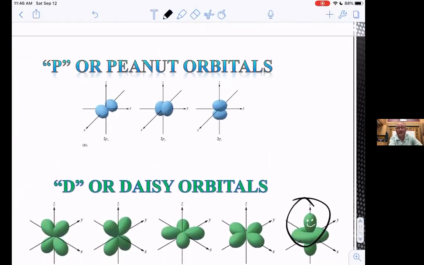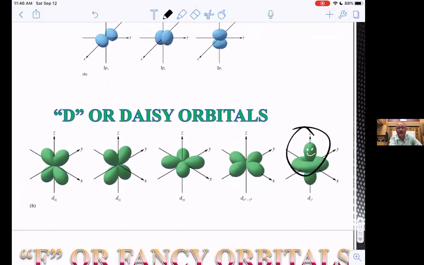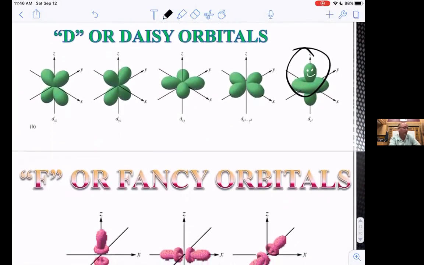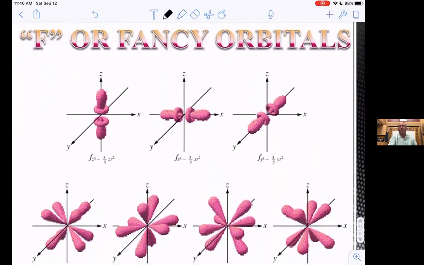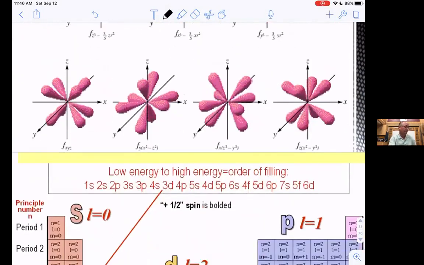the P's as peanuts. They kind of look a little like peanuts. D's, daisies, or dumbbells, I've heard people use as well. F for fancy, if it helps you remember. You do not need to remember any of these shapes, just showing you. I call them funky, but that's okay.